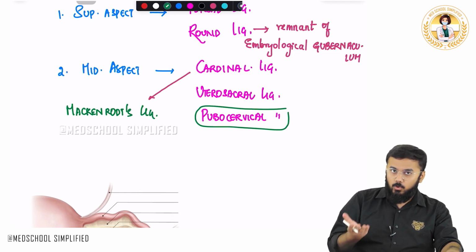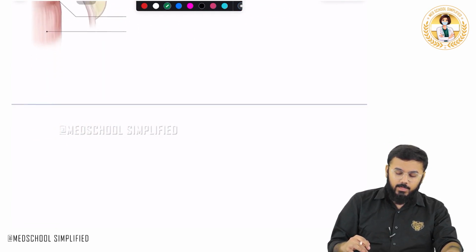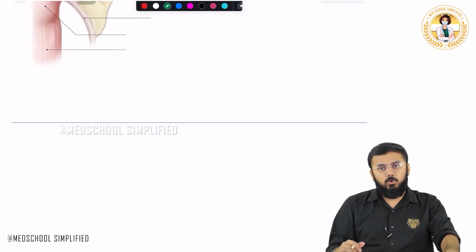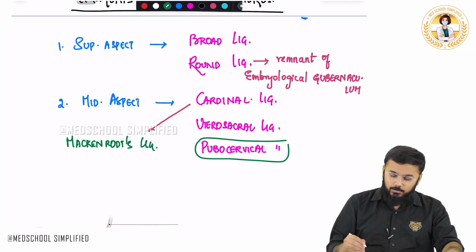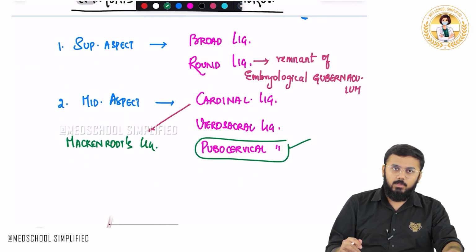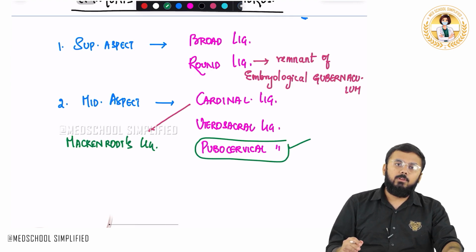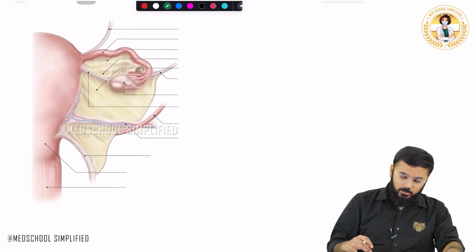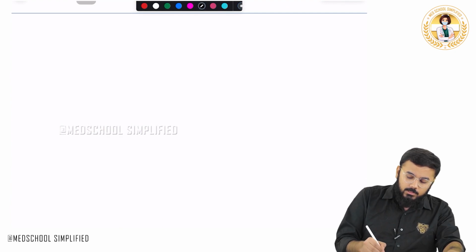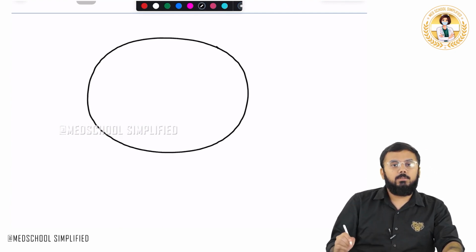Now, from the lower surface, from the inferior view, if you look at the ligaments, all the ligaments which I have told you, even this pubo-cervical ligament which you cannot see also, I will show these ligaments right now. So, for this you need to look at the picture from the inferior view. So, from the inferior view, this is how it looks. This is from the lower surface, right?